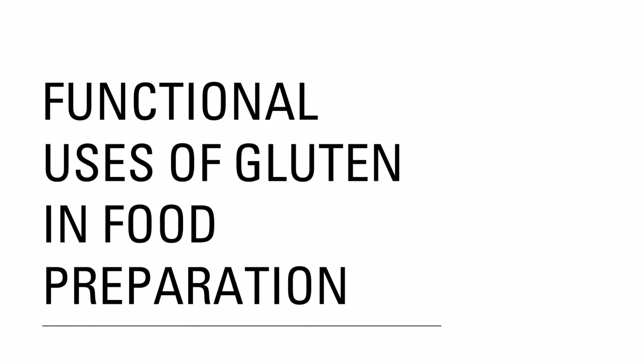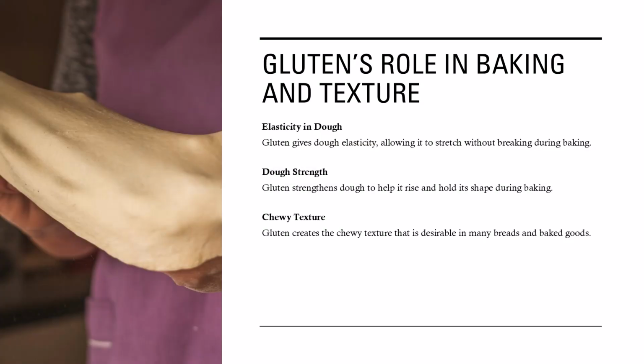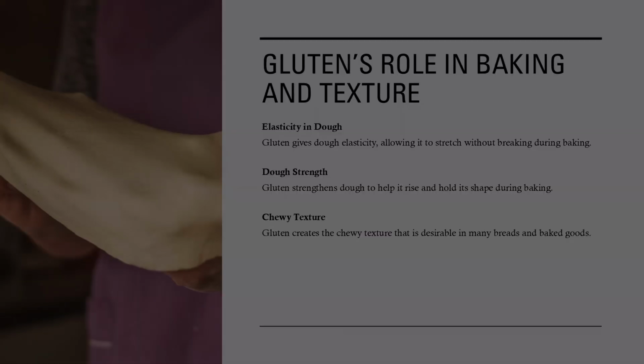Section 2. Functional uses of gluten in food preparation. Gluten's role in baking and texture. Gluten gives dough its stretch and strength, helping it rise and hold form. It also creates the chewy texture we associate with artisan breads and baked goods.